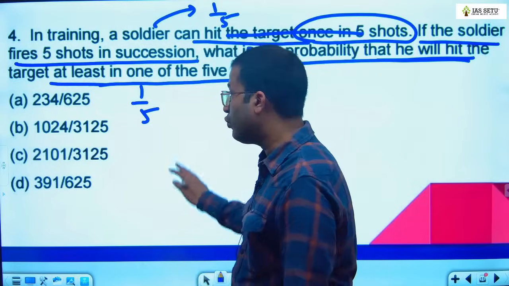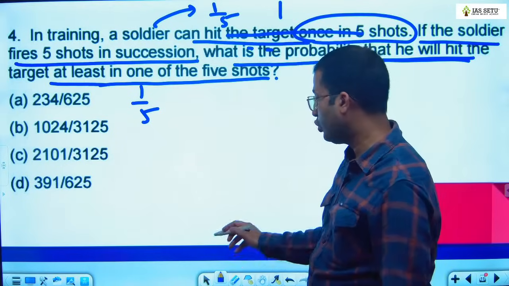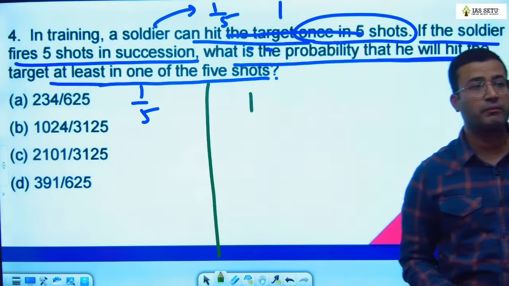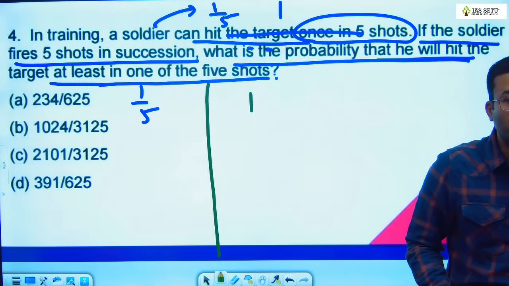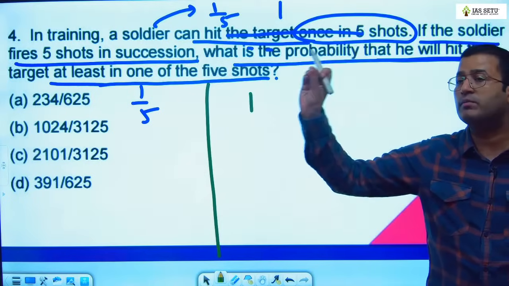So what we do, total probability we always take 1. Total probability always 1. ठीक है. We go with a negative approach. Negative approach is like here in all the 5 shots he is not able to hit the target.